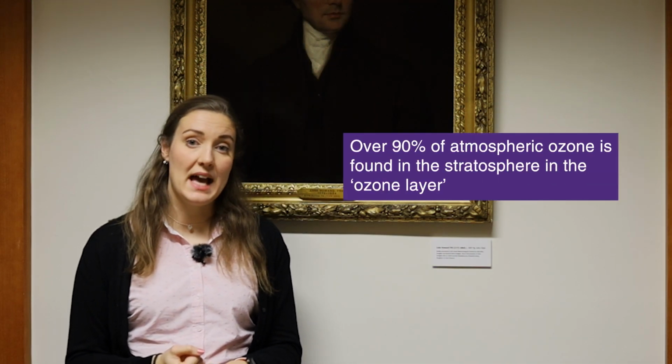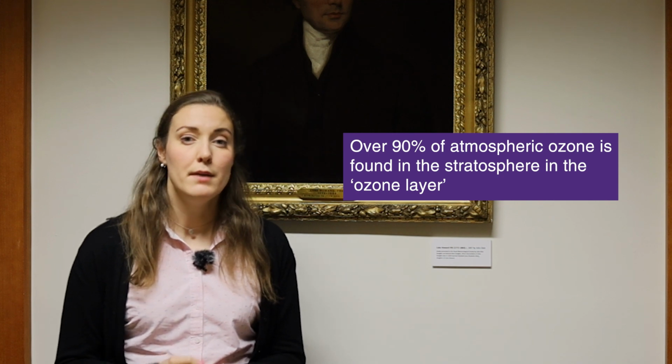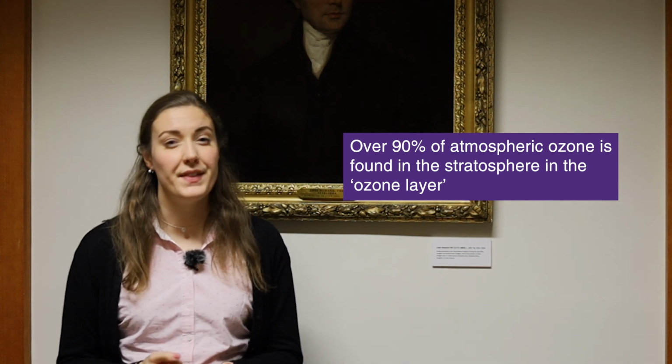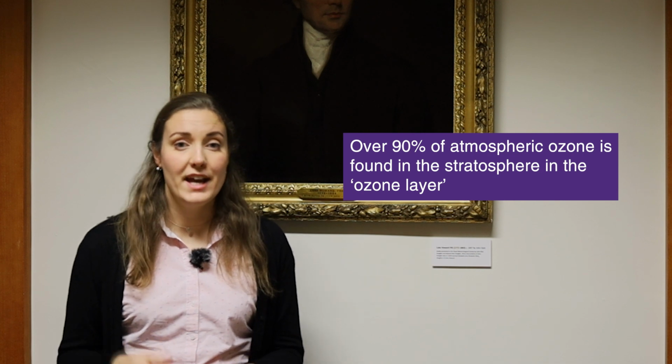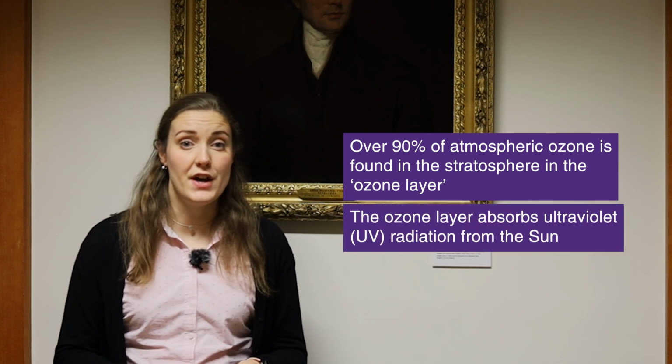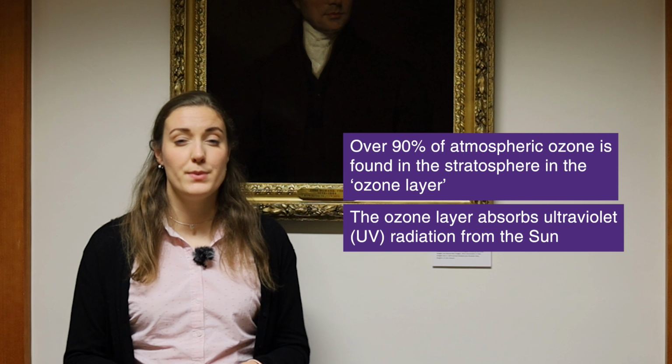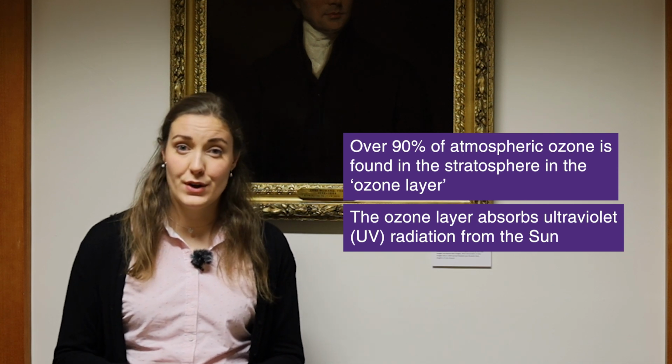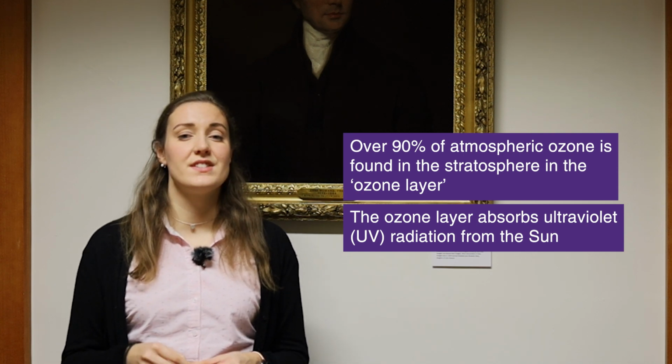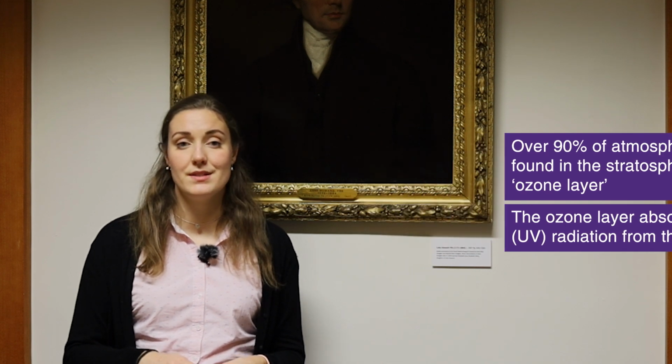Ozone is a naturally occurring gas. Over 90% of the ozone in the atmosphere is found in the stratosphere, between 10 and 50 kilometres up in the ozone layer. There, it absorbs UV radiation from the sun, which would otherwise reach the Earth's surface with harmful effects, including the destruction of chlorophyll in plants and a greater chance of skin cancers and eye cataracts in humans.